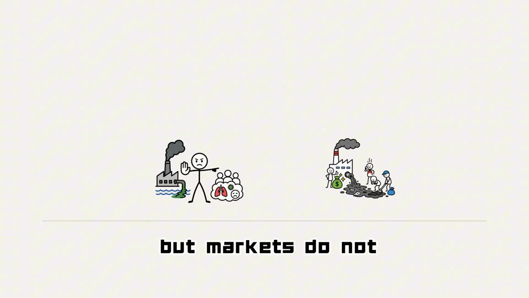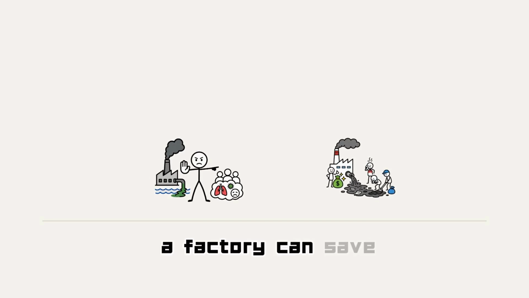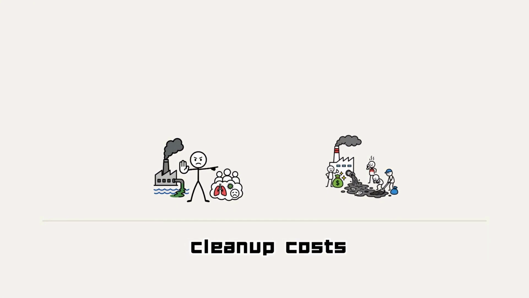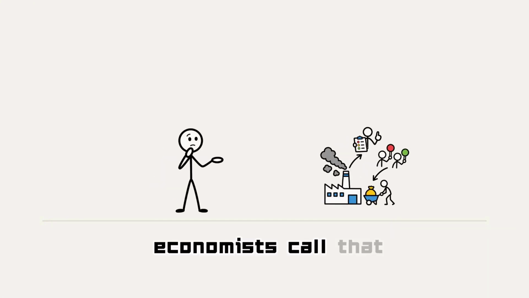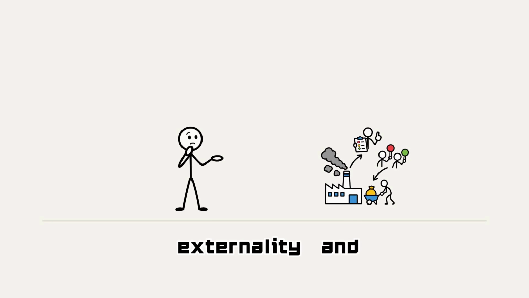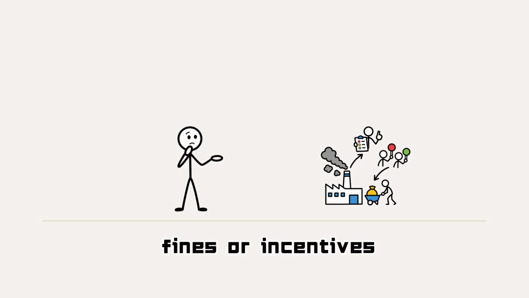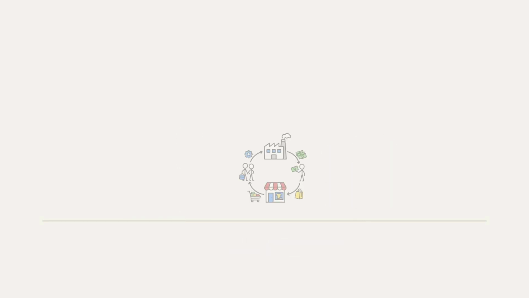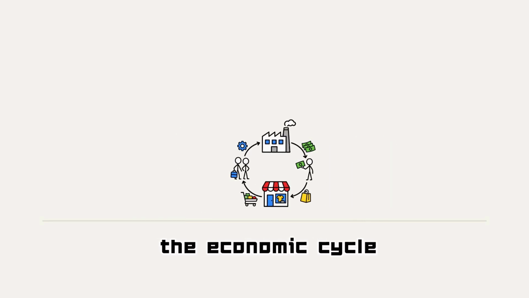But markets do not fix everything. A factory can save money by polluting while everyone else pays the health and cleanup costs. Economists call that a negative externality, and rules, fines, or incentives can make the factory face the real cost of its choice. The next big idea is the economic cycle.